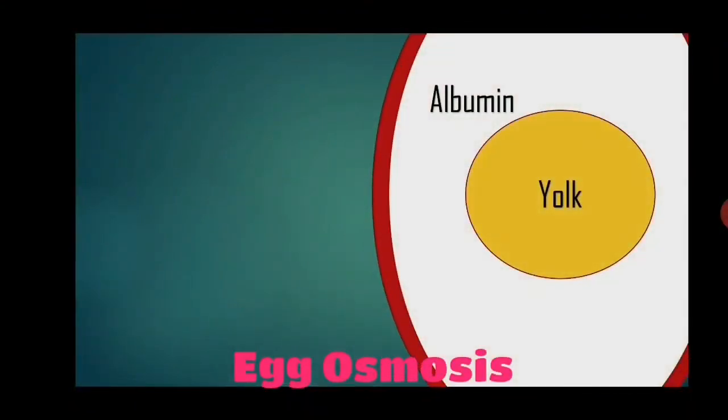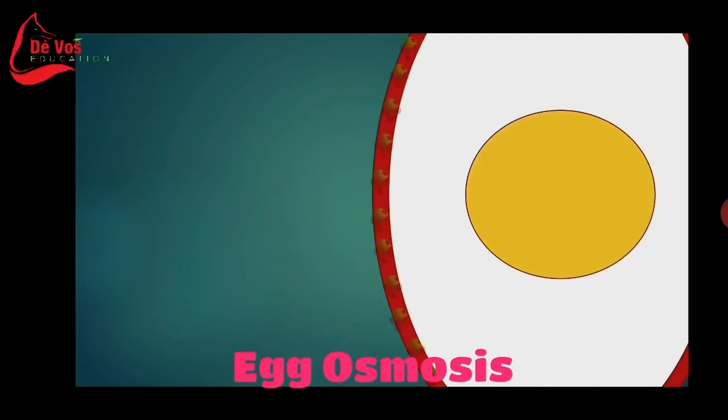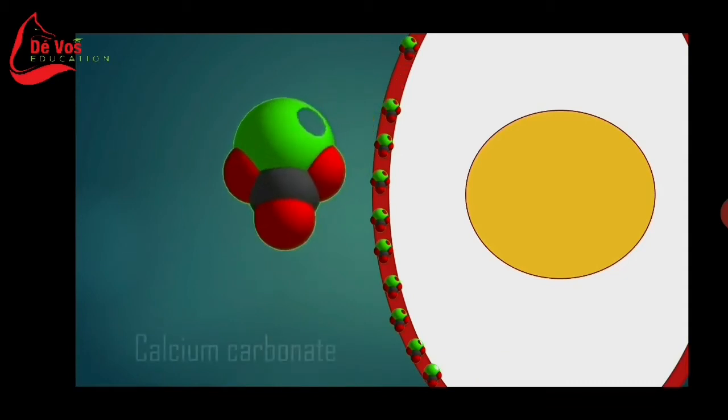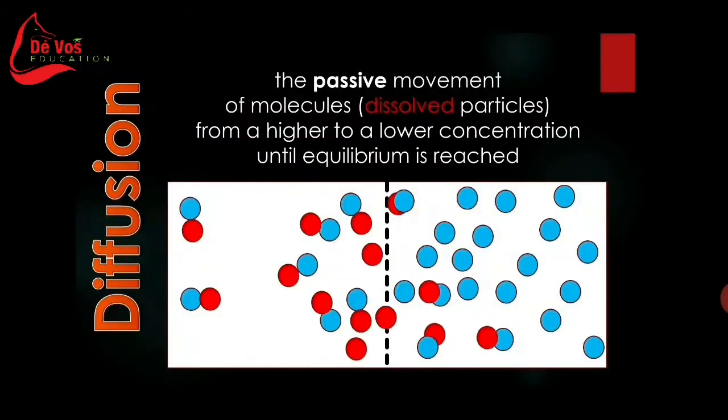A chicken egg consists of a shell on the outside, albumin proteins on the inside, and egg yolk. In this experiment, we're going to use chicken eggs to demonstrate the processes of diffusion and osmosis.